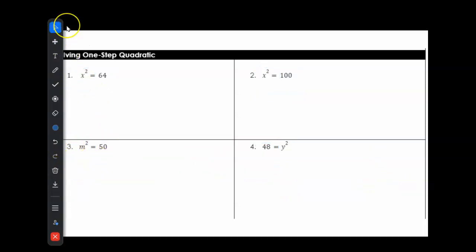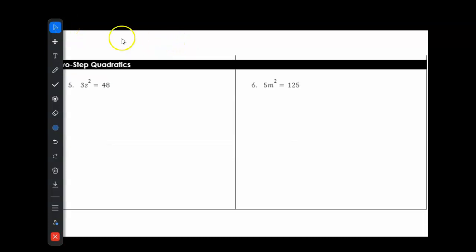All right, so let's see what happens. We're just going to add a little bit every time we change slides. Let's see. 3z squared equals 48. So there's a number, this is a coefficient, in front of the variable. So we need to do step 2 that we have listed on our page above. Divide by 3, so we get z squared equals 16.